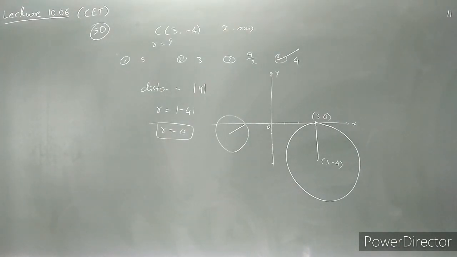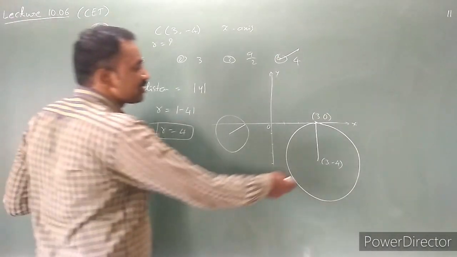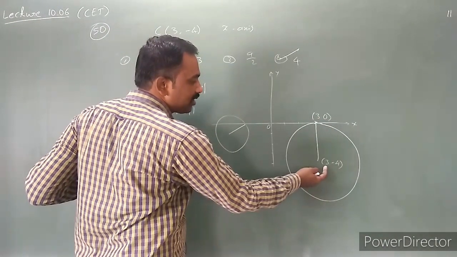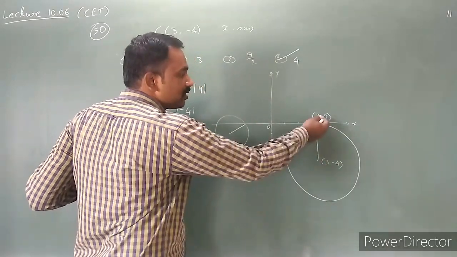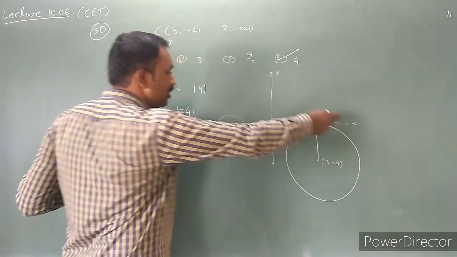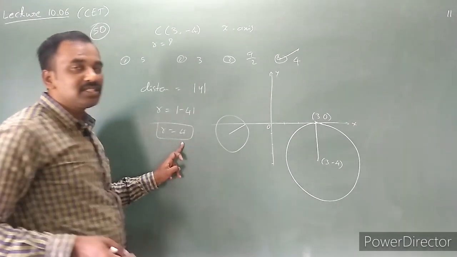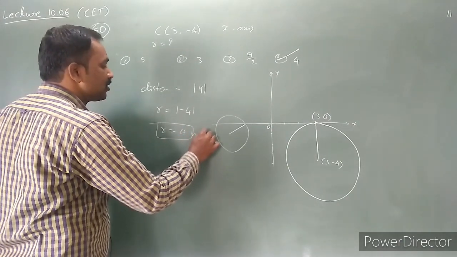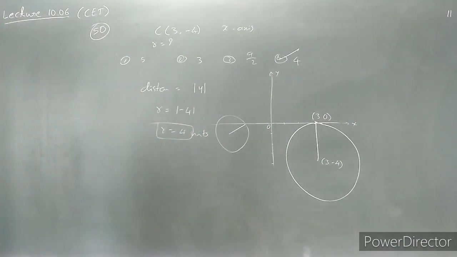Have you got my point? Because the circle is touching the x-axis, this is a vertical line, so x1 is equal to x2. This becomes 0. Distance formula: square root of 4 square is 4 only. So radius of the circle is 4 units. Now in the same manner, go to the next example, 54th.